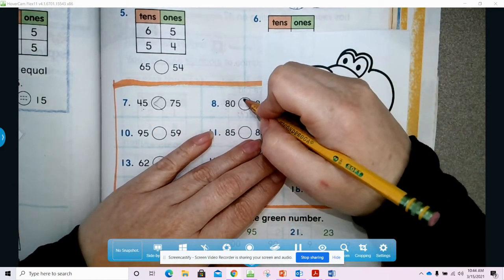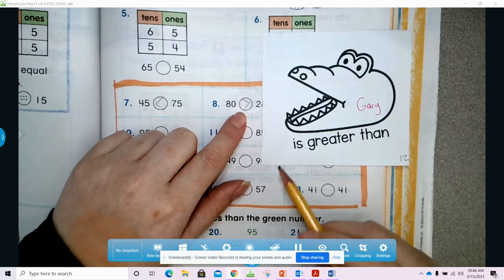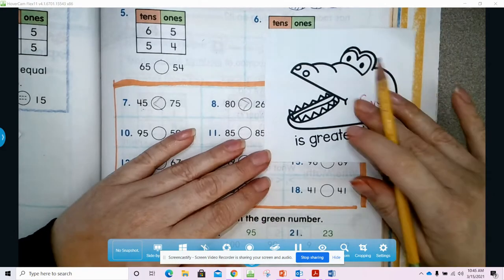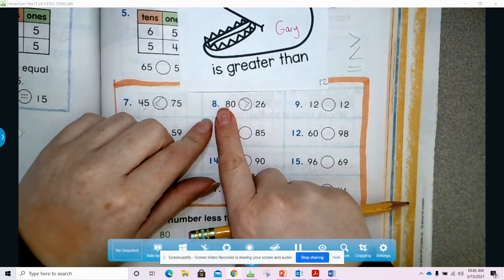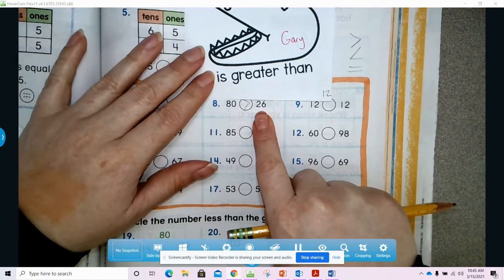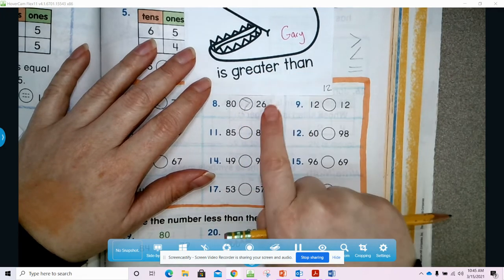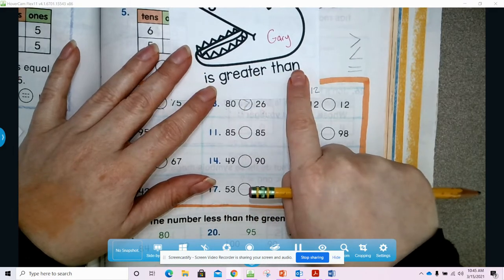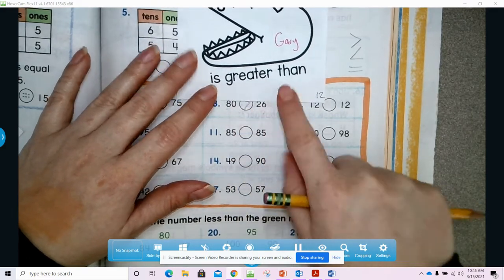So we're going to make our symbol for greater. Okay, Gary's mouth goes this way. So when I read this, remember I read it like a sentence. I start on this side and I go this way. So I say 80 is greater than 26 because I'm using Gary. I say greater than. 80 is greater than 26.